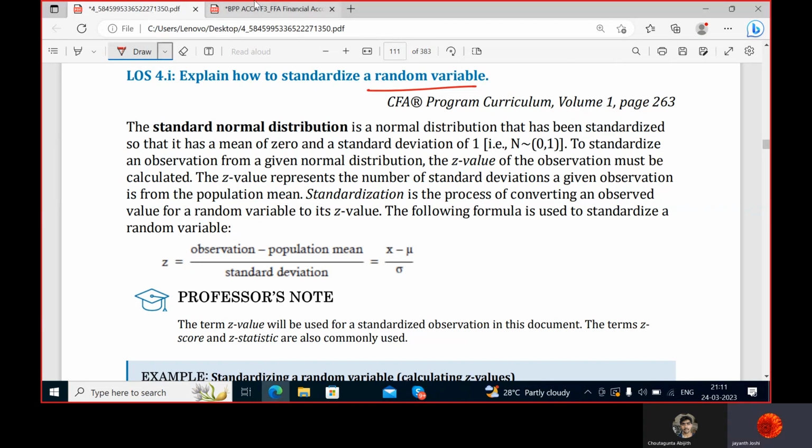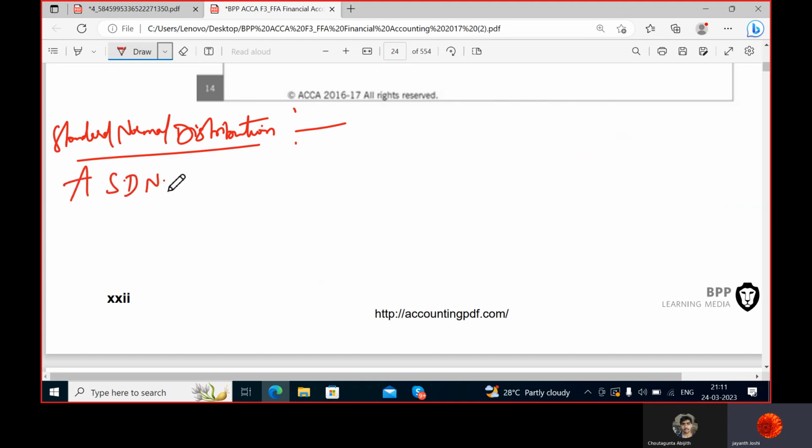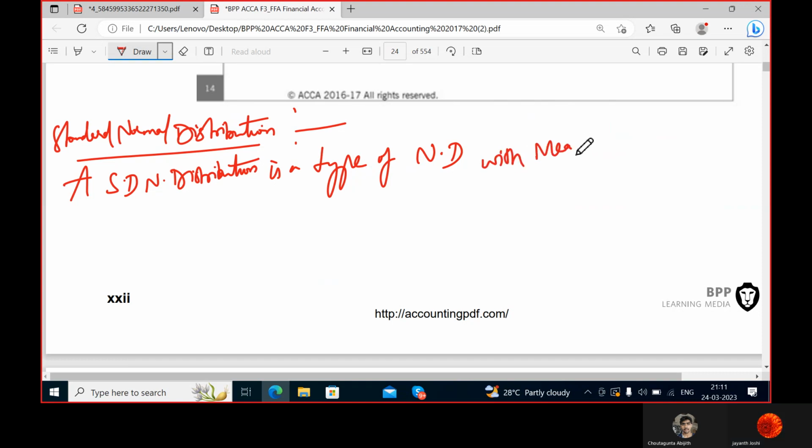Yes, let's begin. See, the standard normal distribution. So what is the speciality of this? A standard normal distribution is a type of normal distribution with mean 0 and standard deviation 1.